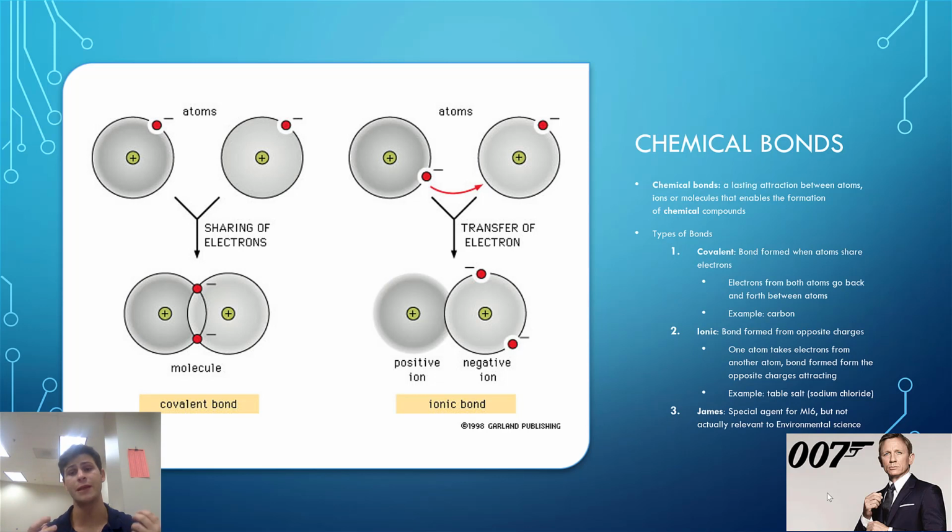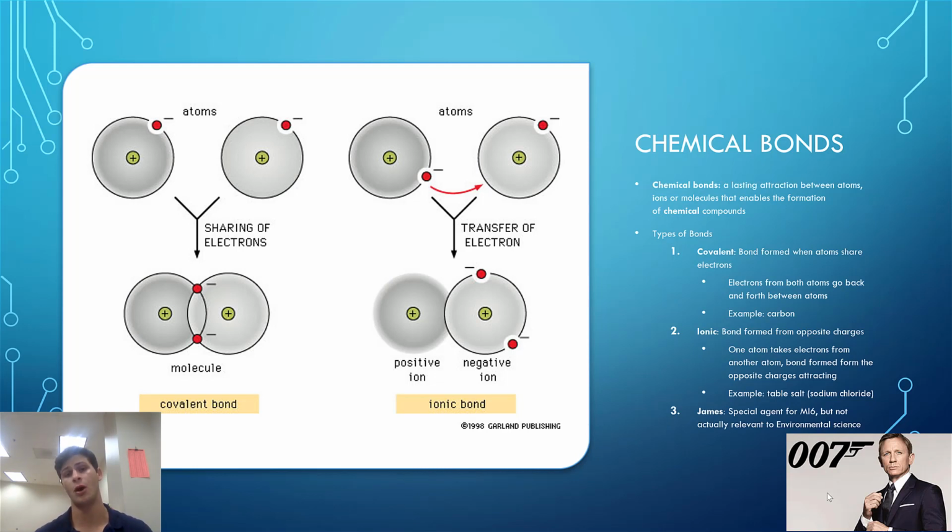Chemical bonds refer to the lasting attraction between atoms, be it ions or molecules, that enables the formation of chemical compounds. And this is fundamentally going to be with the transfer or the sharing of electrons, those negatively charged subatomic particles, on the periphery of different atoms. And there are 3 major types of bonds, 2 of which we're going to be tested on, 1 of which I added just for fun.